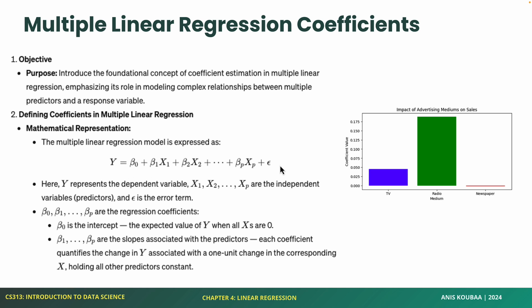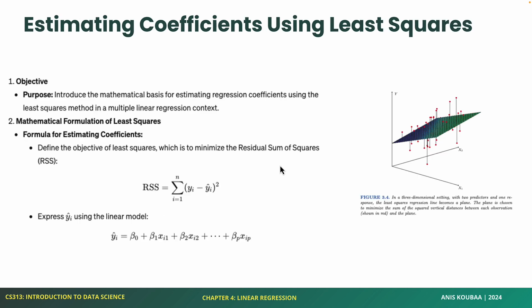So of course, this is the mathematical representation, and this is just a graph that shows, on a two-dimensional plane, the regression plane with respect to the different points from the data set here.